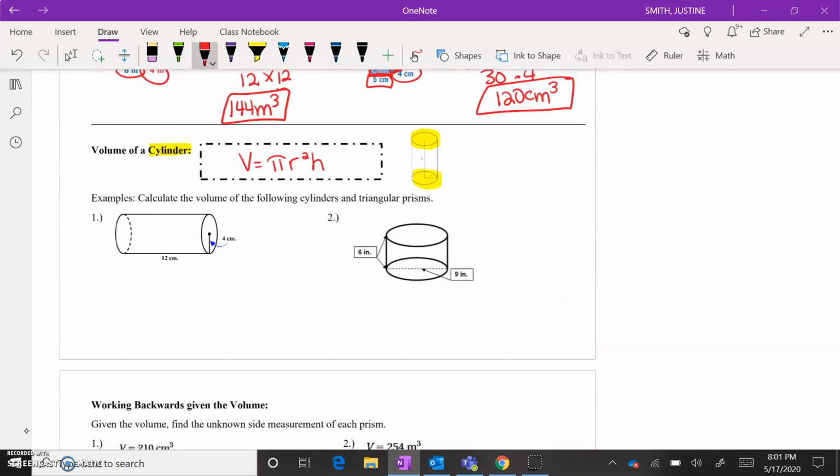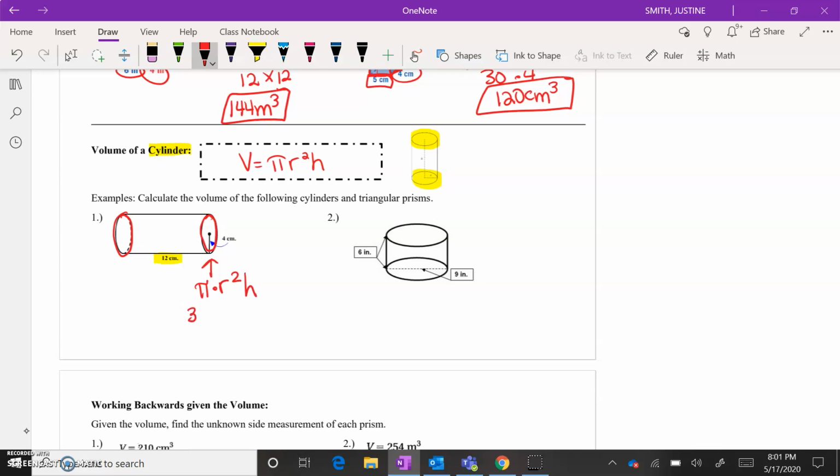For a cylinder, you're going to use pi times the radius squared, and then you're going to multiply it by the height of the entire figure. So you're going to find your base, which for a cylinder would be the circles. Your formula is pi times the radius squared times h, where h stands for the height of the whole entire figure. That's the distance from base to base. So 12 here would be our height.